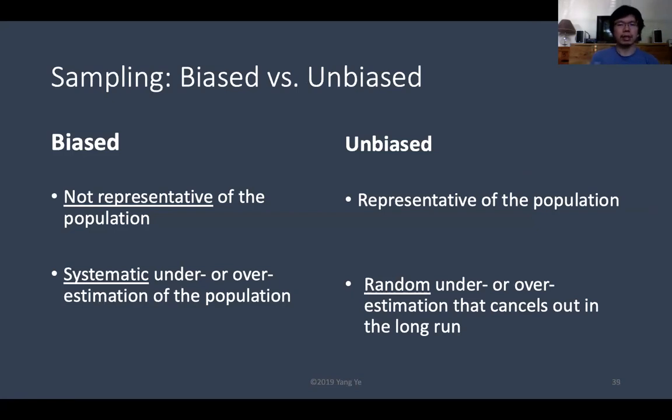Okay? So with random sampling, the overestimation and underestimation cancel out in the long run. If you take a random sample, the average diameter still varies. That's the key, right? Sometimes you get 28, sometimes you get 24, sometimes you get 12. But if you random sample many, many times, this kind of random over-underestimation will cancel out in the long run. So in the long run, the average of the means, or the average of the average, starts to approach the population mean, which is 19.1. Okay, so that's unbiased.